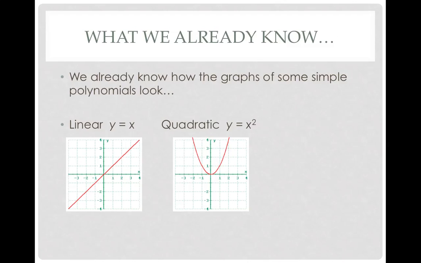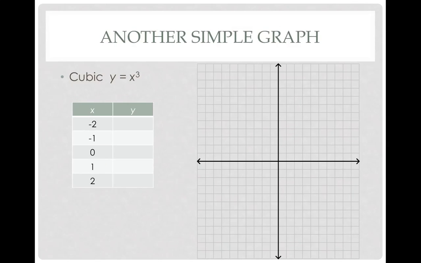So we already know how some simple polynomials look. We know that a linear polynomial like y equals x is just a straight line. We know that a quadratic polynomial like y equals x squared is going to be a U-shaped kind of line. But now we want to take a look at another simple graph that will help us with our more complex graphs. And this is the graph of our cubic polynomial y equals x cubed.